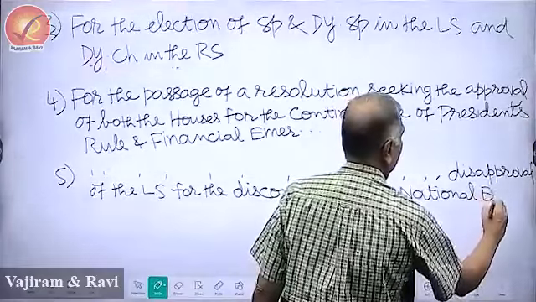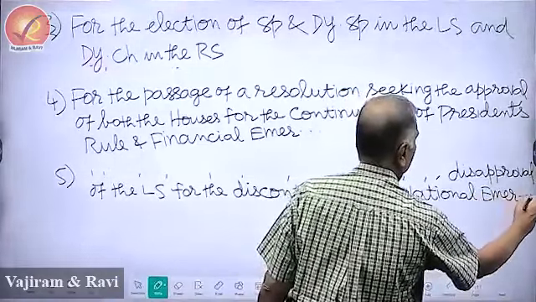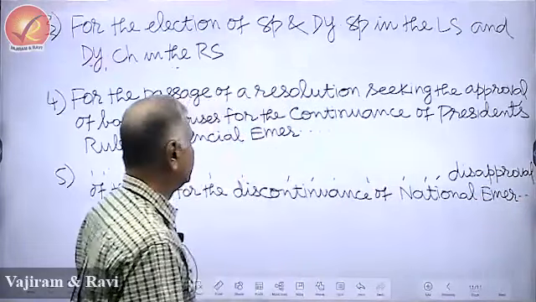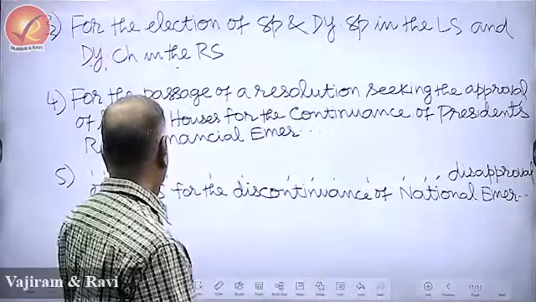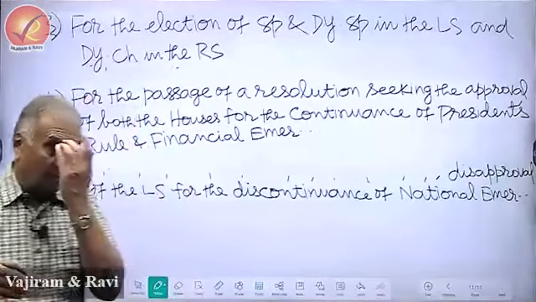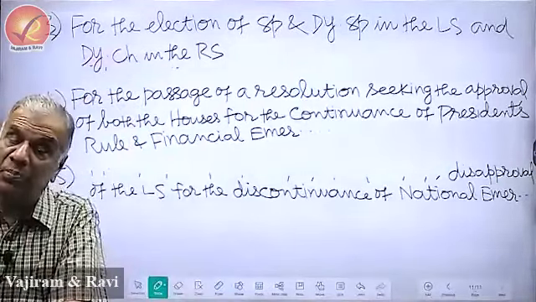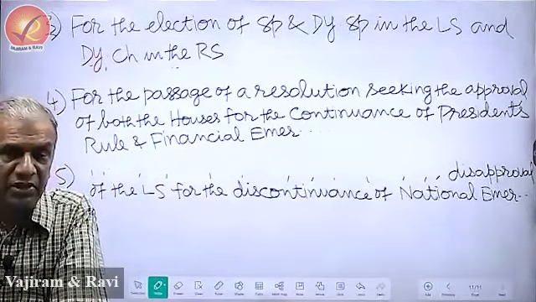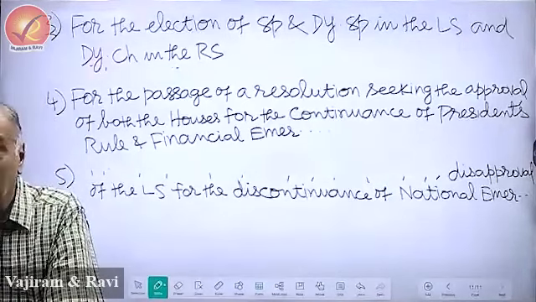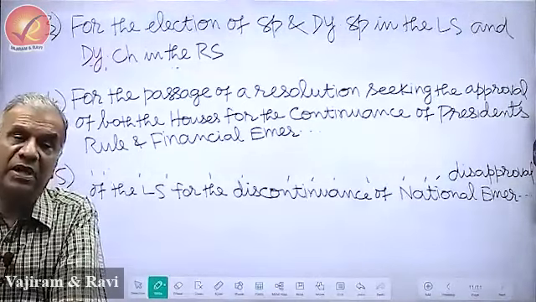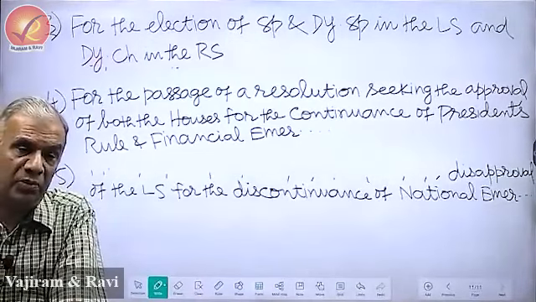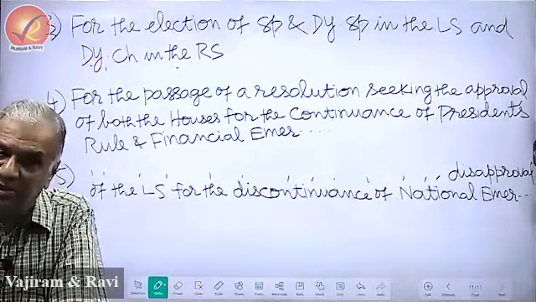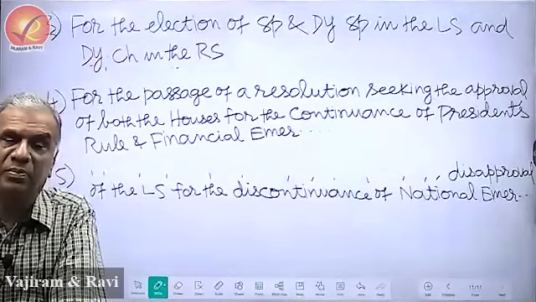So for the national emergency to be approved, it needs special majority by both the houses. For its disapproval, the Lok Sabha alone can disapprove so that it is discontinued, but with simple majority.